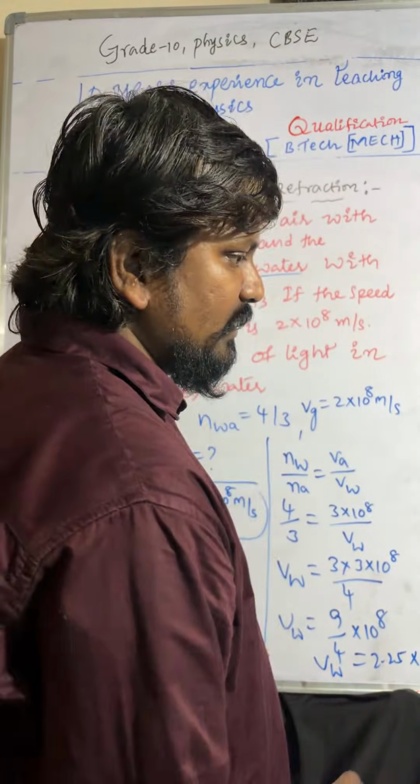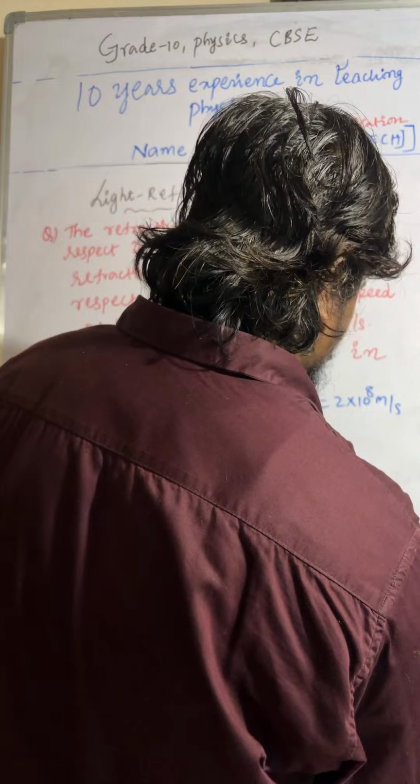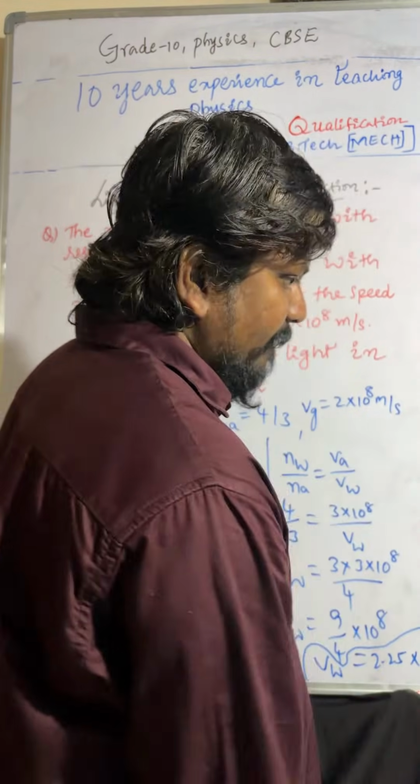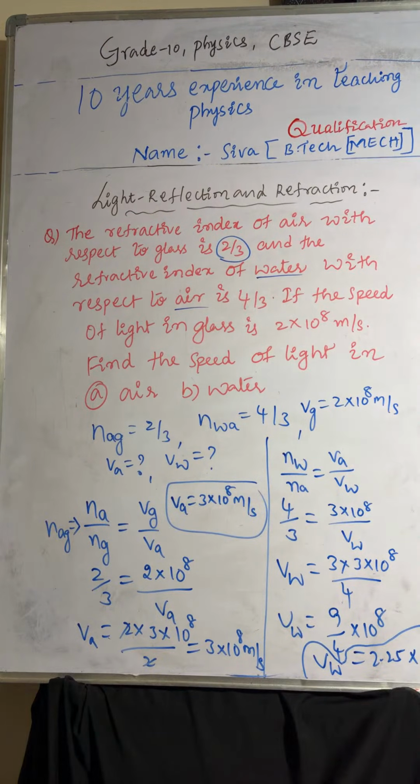Understood? Is it clear or not? So check once here. This is the answer, the speed of light in water. Is it clear? Is it correct? Let me know. Okay. Yes.